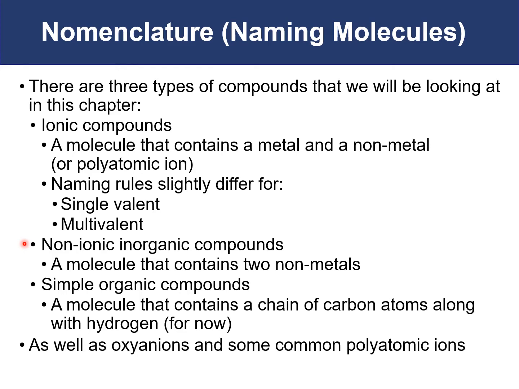Then we have our non-ionic inorganic compounds. These essentially are just most of the compounds that are not going to be classified as organic and that do not contain metals. So essentially these are a molecule that contains two nonmetals.